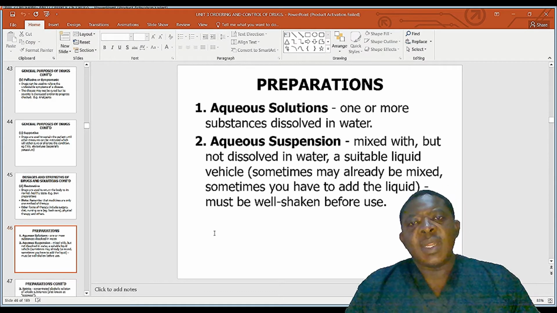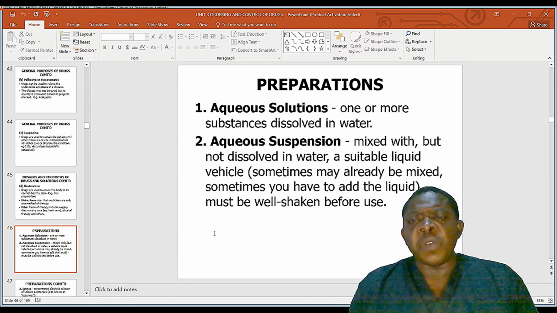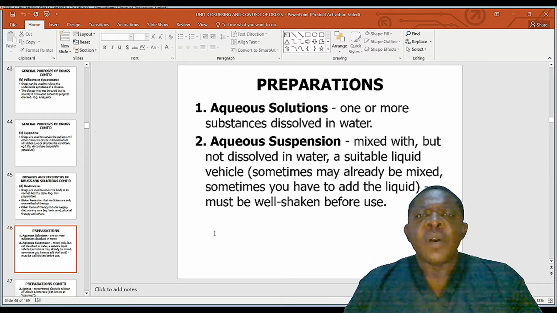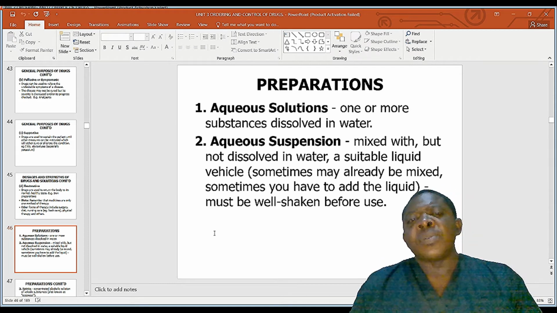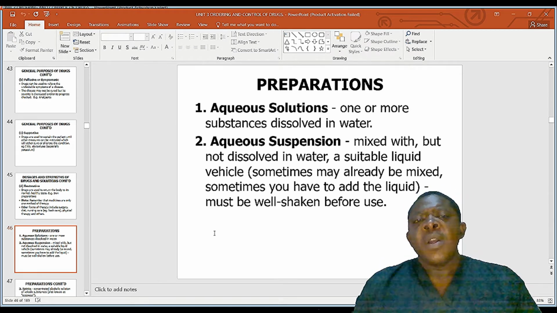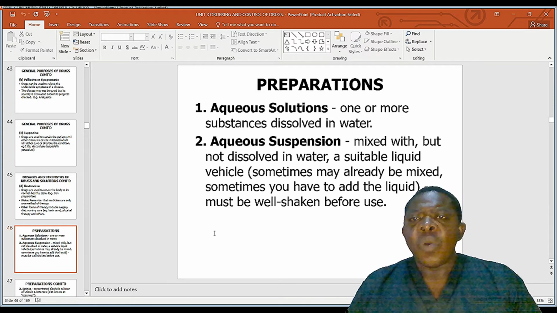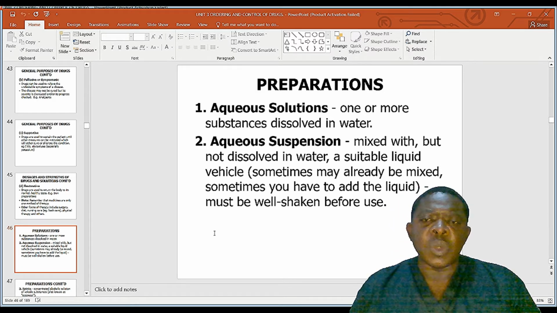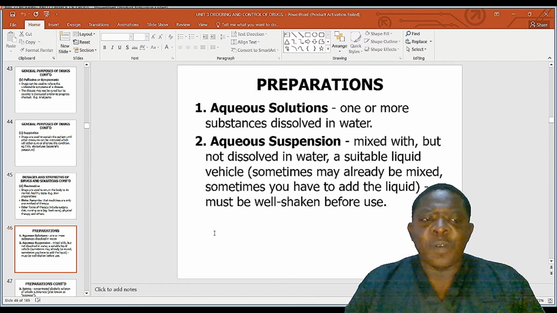Okay, so now let us talk about different preparations of drugs. There are different preparations of drugs that are available and they have different names. Of course, the name also may give you a clue to what that is made from, or what that contains. So when you say aqueous solution, one or more substances have been dissolved in water. Aqueous is in relation to water. So this is an aqueous solution of, then you talk about those chemicals.